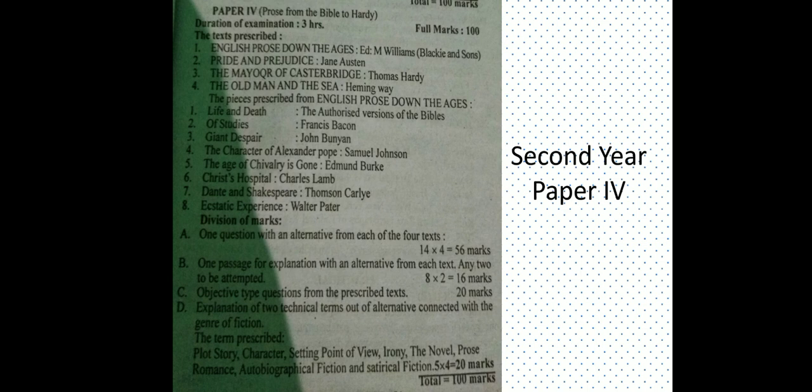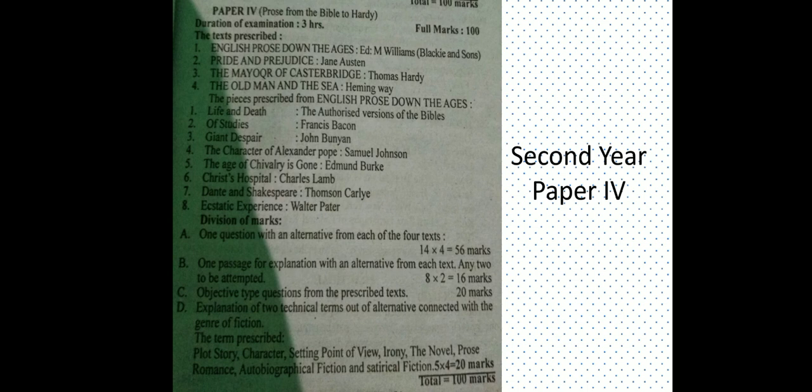Okay, for the second year students, paper 4 is all about prose. Prose is something different from poetry and drama, and prose also includes novels. So here you have to read 3 novels. Pride and Prejudice is a classic novel by Jane Austen, which was written in the transition period between the Romantic and Victorian periods. And then there is The Mayor of Casterbridge, written by Thomas Hardy. It's another classic English novel. And an American novel by Ernest Hemingway, titled The Old Man and the Sea. So these 3 novels are there, and there are 8 prose pieces, 8 essays.